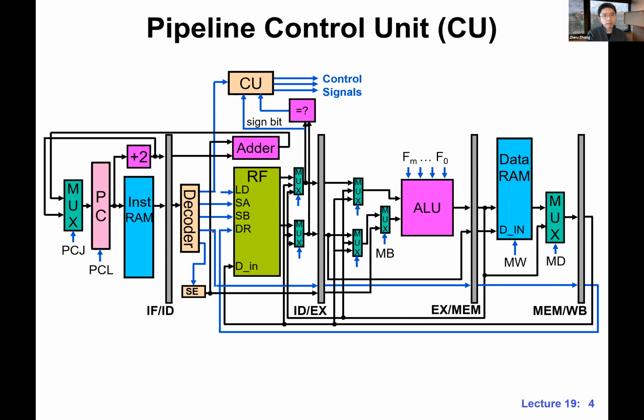All right, so let's talk about this control unit. We have been mainly focusing on the data paths. So far, we have been mainly focusing on these black lines, which are the data signals. In today's lecture, we also look at the blue lines, which is how we actually generate these control signals using this pipeline control unit, or CU.